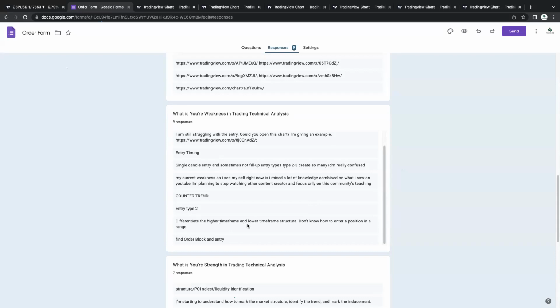Differentiate the higher time frame and lower time frame structure. Don't know how to enter a position in a range. Okay, find order block and entry.